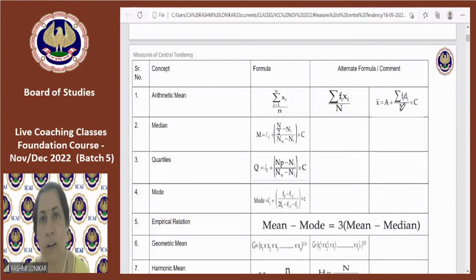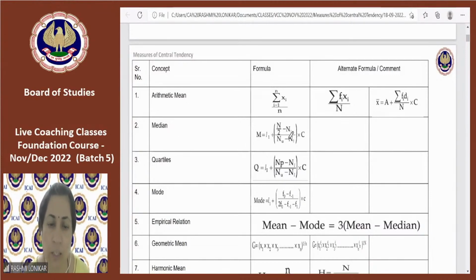When we have a frequency distribution, and this is the formula for assumed mean, x bar is equal to a plus summation fdi upon n into c. Here you can use either of the formulas. So we have used the simple one where we find the midpoint, we multiply by f, and then we do summation fi xi upon n. This is only given to you so that if a theory question comes, this is the formula for assumed mean.